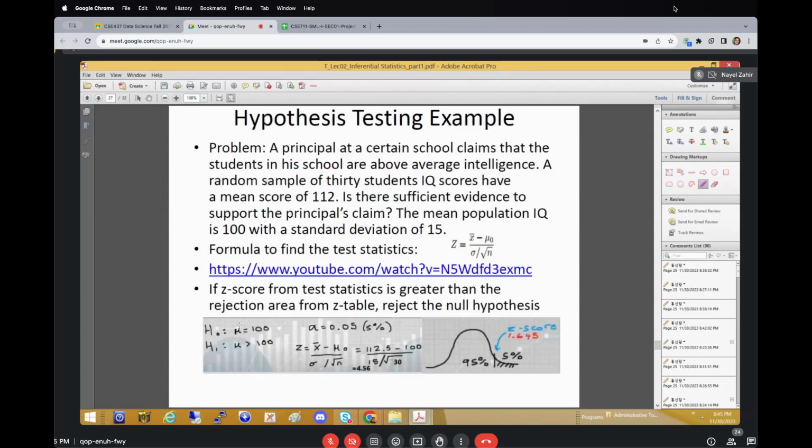And for that, in this case the mean population IQ is 100. So our null hypothesis is mu equals 100. And then the alternate hypothesis, based on the principal's claim that his students' IQ score is greater than the average, is that mu is greater than 100.